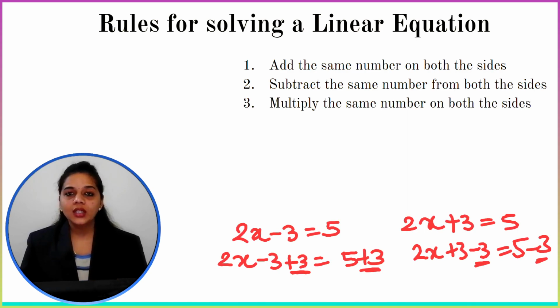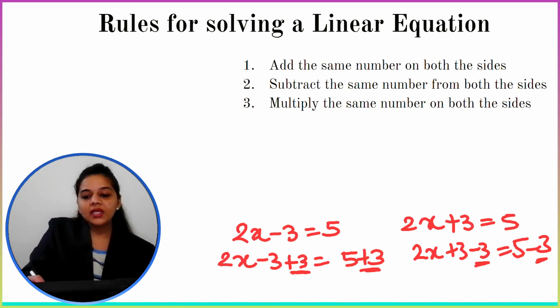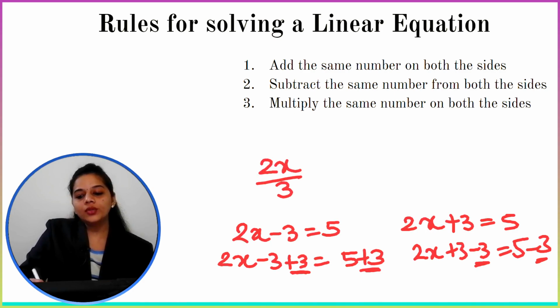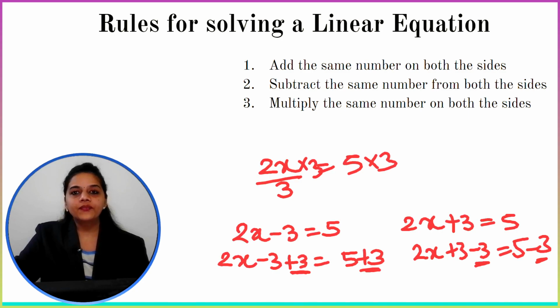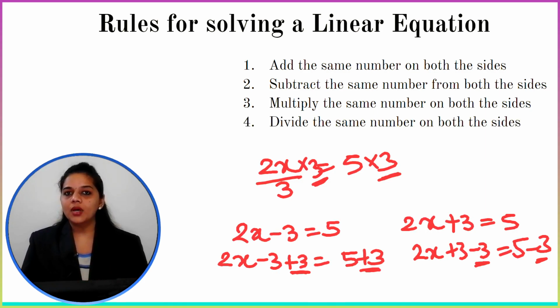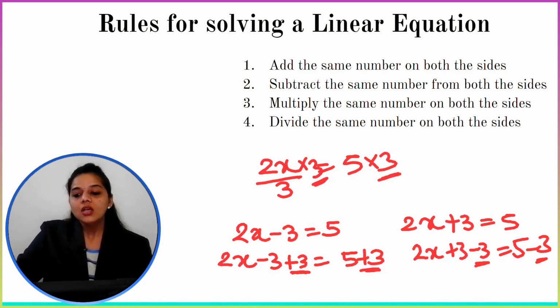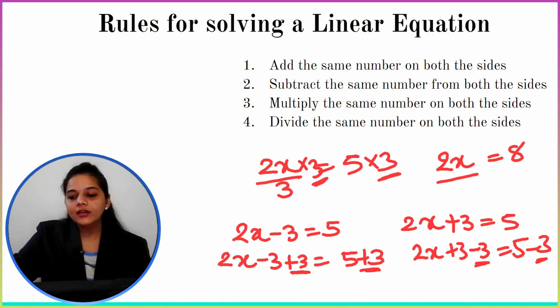Let's see rule number 3. Multiply the same number on both the sides, equality will not change. Let me take an example, 2x upon 3 is equal to 5. Okay, this is the equation. If I multiply 3 on both the sides, equality will not change. The last rule, divide the same number on both the sides, equality will not change. Suppose 2x is equal to 8. So if I divide the left hand side by 2 and the right hand side by 2, equality will not change.